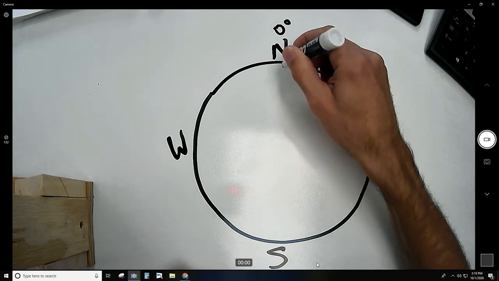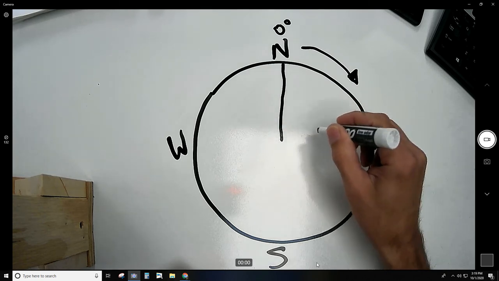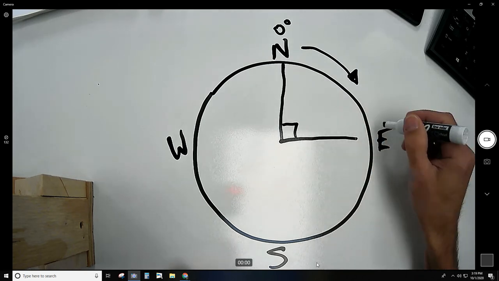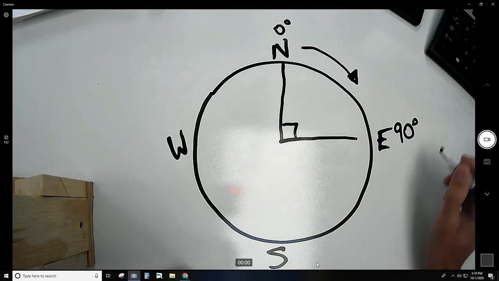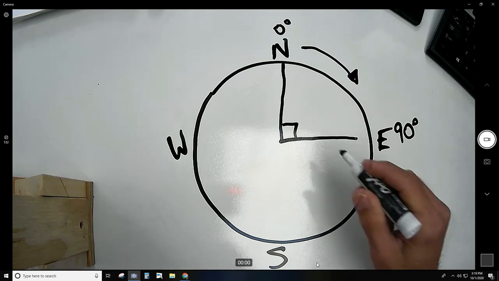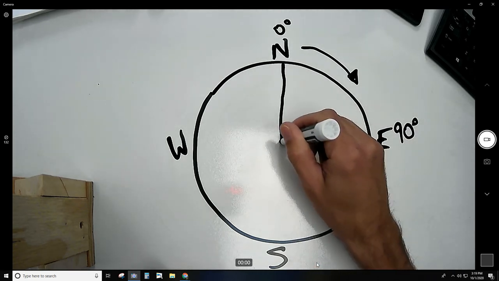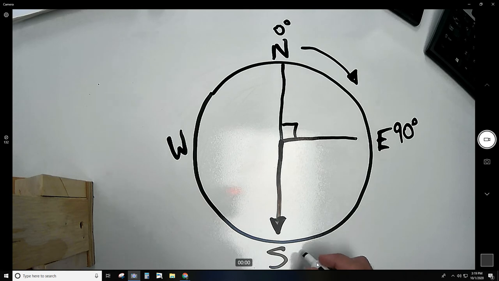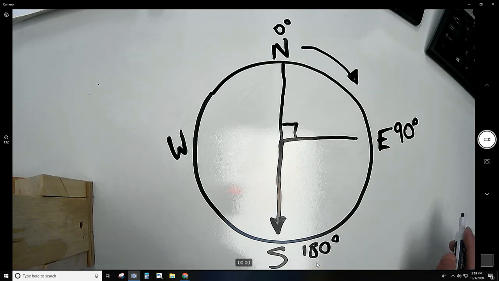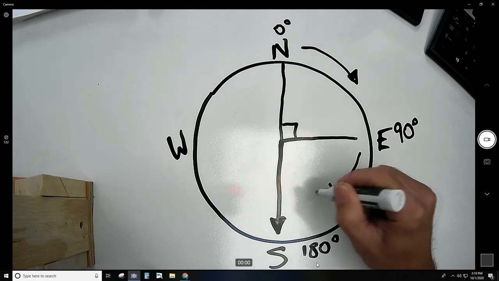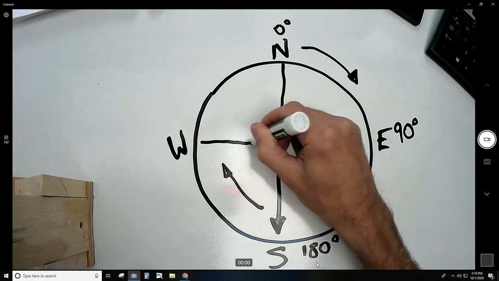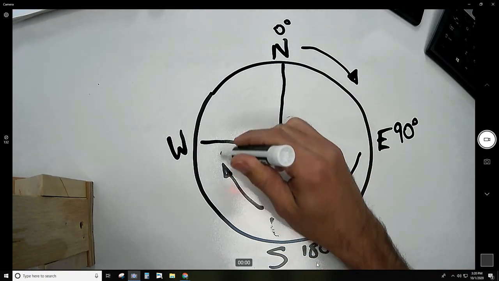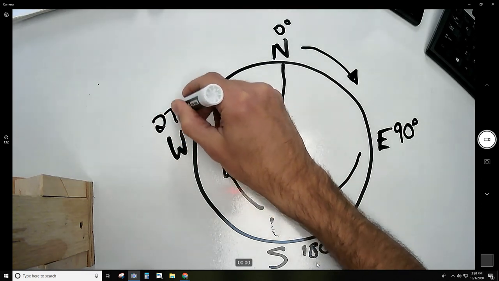If we go from the center line all the way to east, that would be a 90 degree angle, so east is 90 degrees for its azimuth. If we go all the way down to south, the full line this way, that would be 180 degrees, so south is 180. If we keep going clockwise to west, that would be 270 degrees, so west is 270.